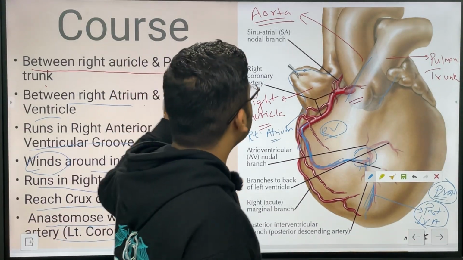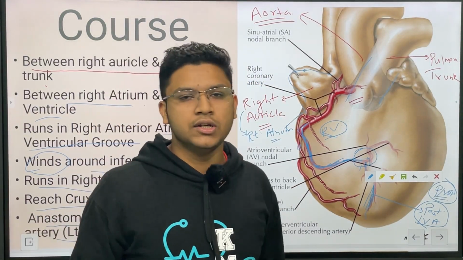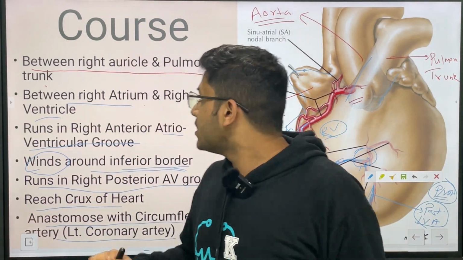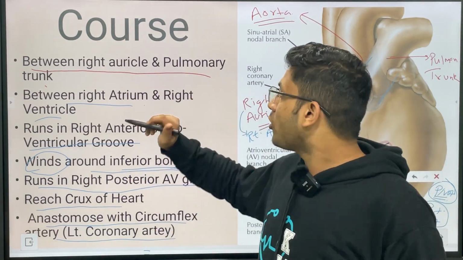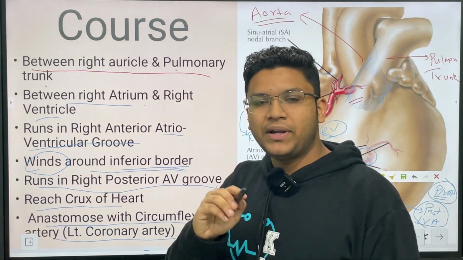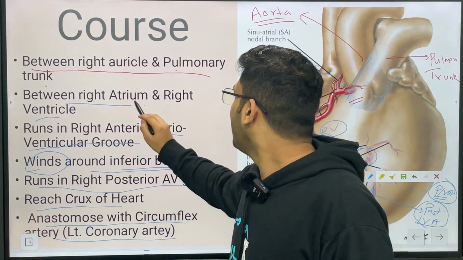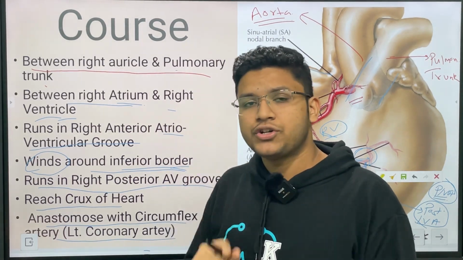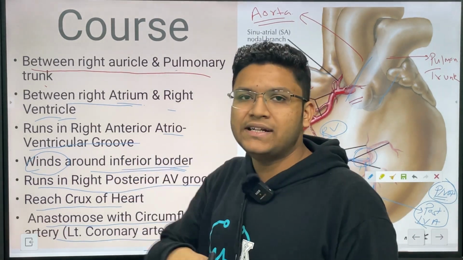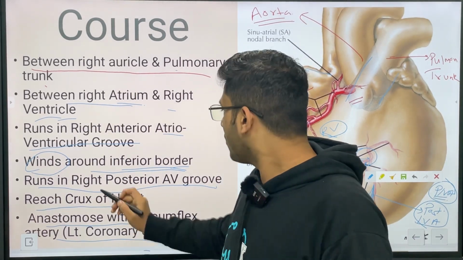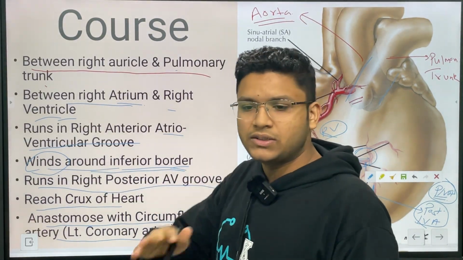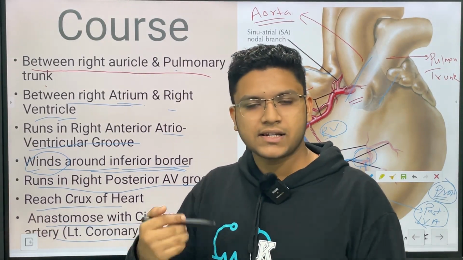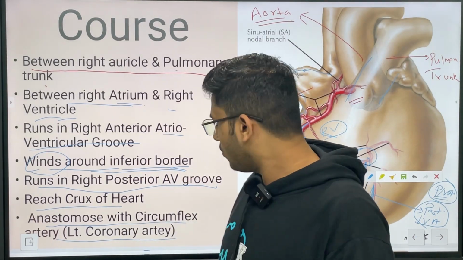So let's summarize the course of the right coronary artery. The right coronary artery originates from your right coronary sinus. Then it moves in between the right auricle and your pulmonary trunk. Then it goes between your right atrium and right ventricle. Then it runs in the anterior atrioventricular groove. Then it winds around your inferior border, and it goes on the posterior aspect of the heart on the right side, where it is now in the posterior atrioventricular groove.